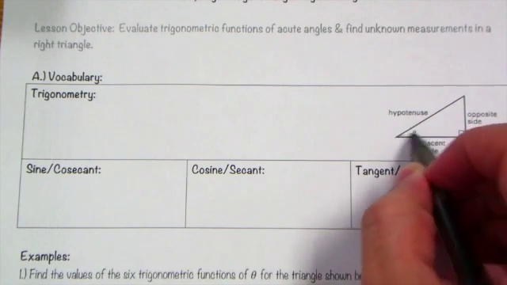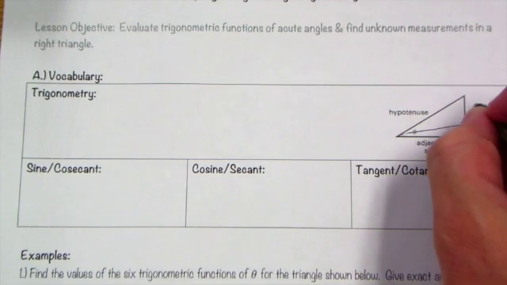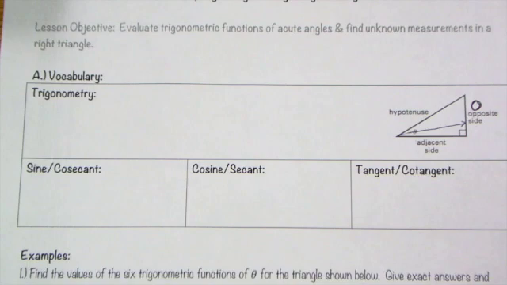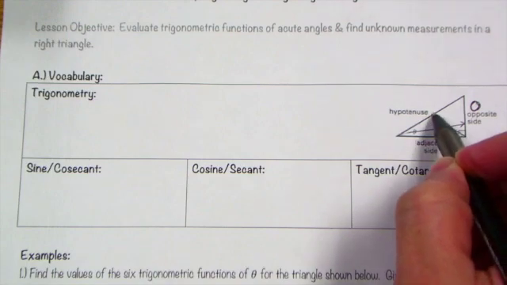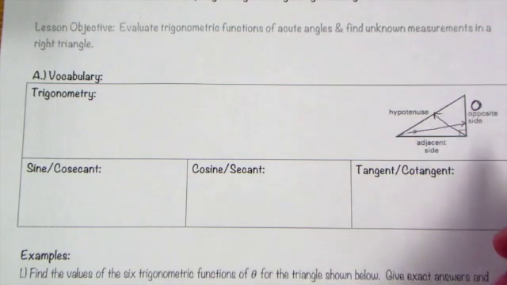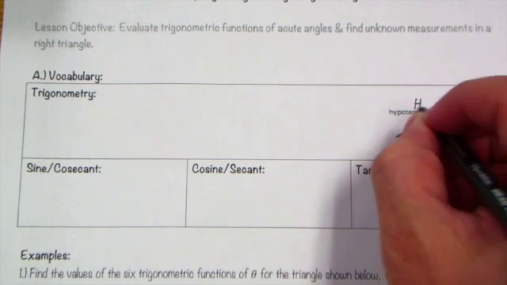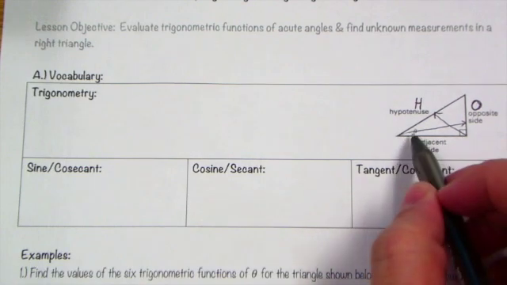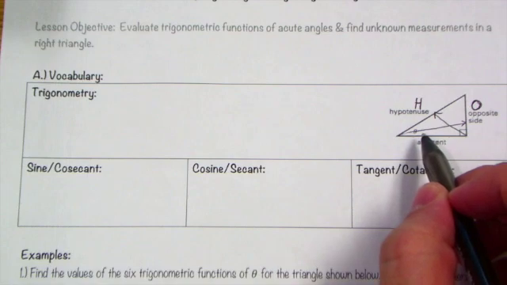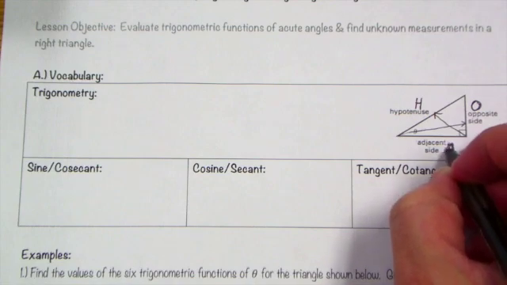The side that is always opposite the reference angle is called the opposite side, or what we'll refer to as O. The hypotenuse is always opposite the right angle. It might not look like the longest side, but the hypotenuse is the longest side, and it is always opposite your right angle. We refer to that as H. And then the adjacent side is the side that's next to the reference angle, but not the hypotenuse. That's this side here, which we refer to as A.